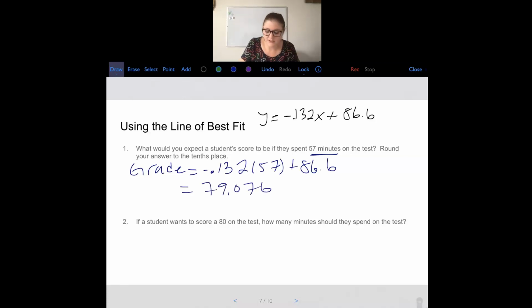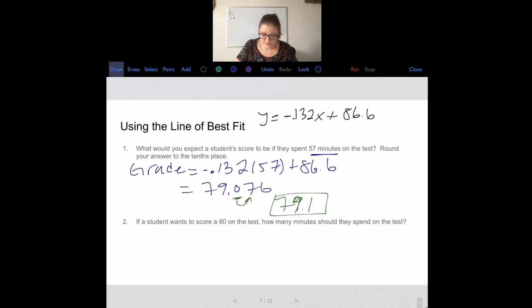If we plug this in, we would have negative 0.132 times 57 plus 86.6, which gives us 79.076. We're asked to round to the tenths place. The tenths place is the place immediately to the right of the decimal. It's a 0. We look next door. Since the number next door is 5 or greater, this becomes 79.1. So time is our predictor variable, grade is our outcome. So we're predicting that based on this model, if a student spends 57 minutes on the test, they would earn a grade of 79.1.